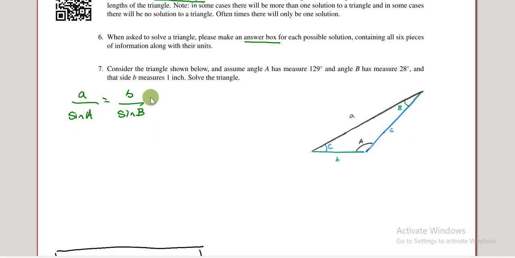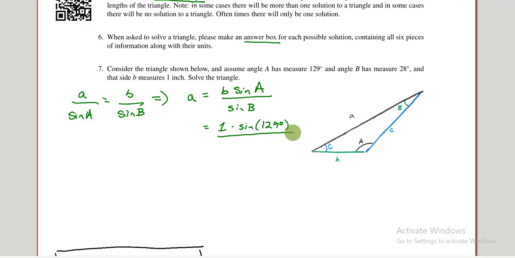So let's go ahead and solve this expression for the missing component. The missing component is, I don't know what the length of side a is. So if I were to take this equation and isolate the variable a, we get that a is equal to b times the sine of A all over the sine of B. Then what I can do is plug in my known quantities. So I know that b measures 1 inch, that angle A measures 129 degrees, and we're going to divide all of that by the sine of angle B, which measures 28 degrees.